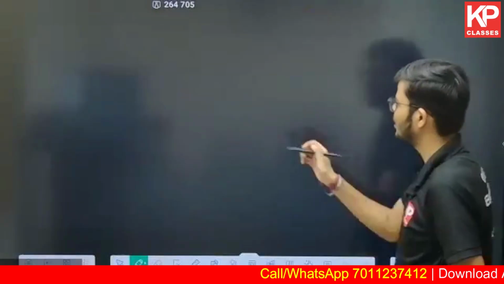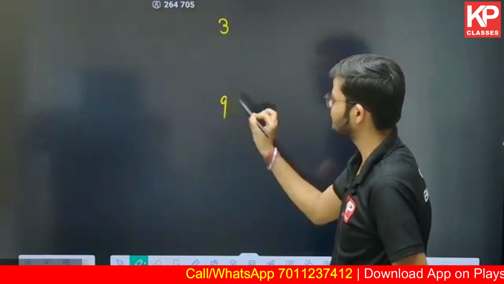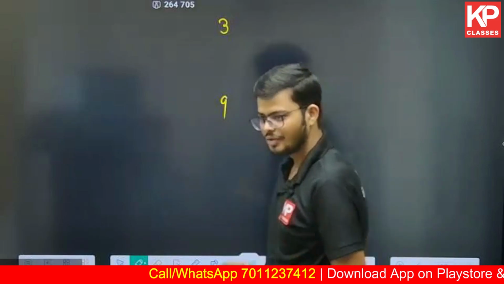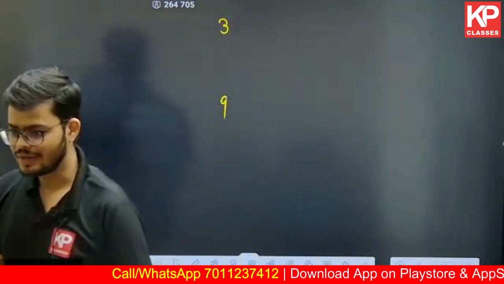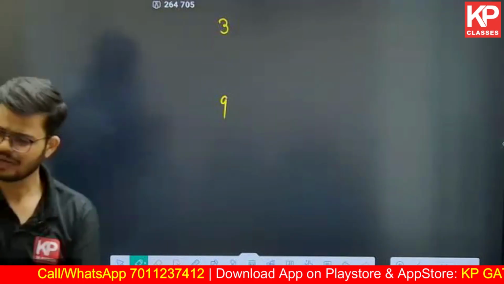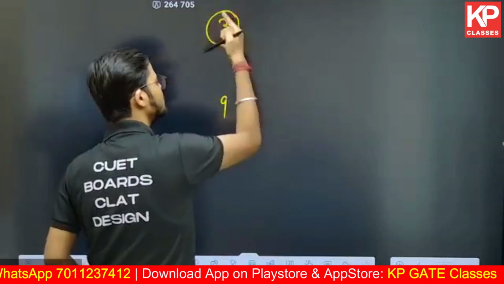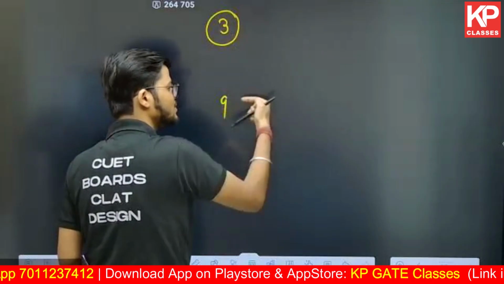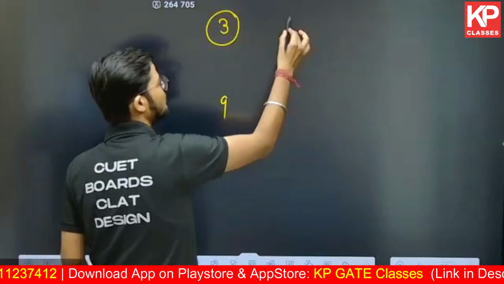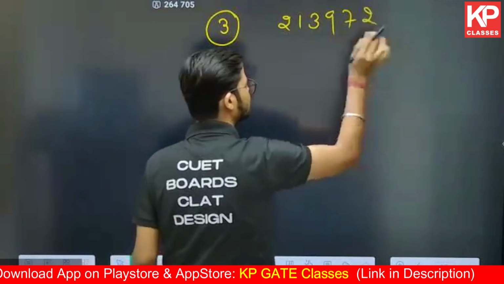Now, if we are going to understand the divisibility for 3 and 9, now we are going to understand about 3 and 9. Sum of the digits. Correct. Sum of the individual digits is equal, correct, 100%. Now, in case we are finding if a given number is divisible by 3 or if a given number is divisible by 9, whatever number is given, for an example, 2, 1, 3, 9, 7, 2.